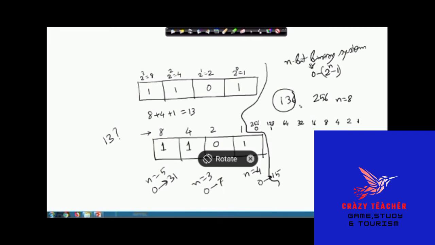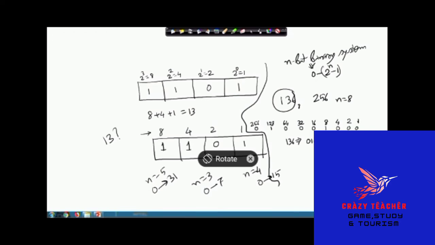Next value is 4. So I have to take it because I need to reach 5. So this one also I take. Now I am left with 1. Fine. But the next weight is 2, so I cannot take this. So I put a 0 here. And the next one, I am still left with 1, so I take a 1 here.